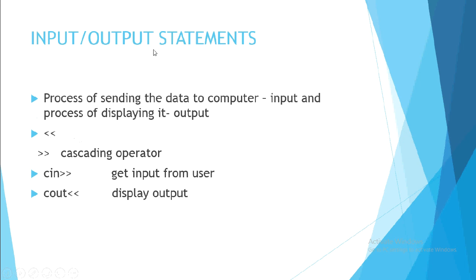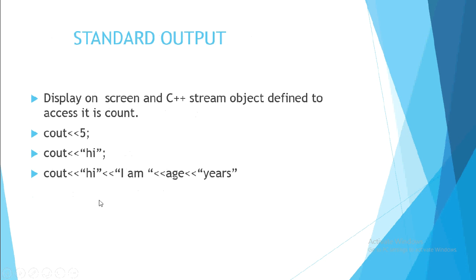So what are input and output statements? When we send data to the computer through the keyboard, we say it is input. When it is printed on the screen, it is known as output. These are the operators we use with cout and cin. For cin we use two greater than symbols, and for cout two less than symbols.